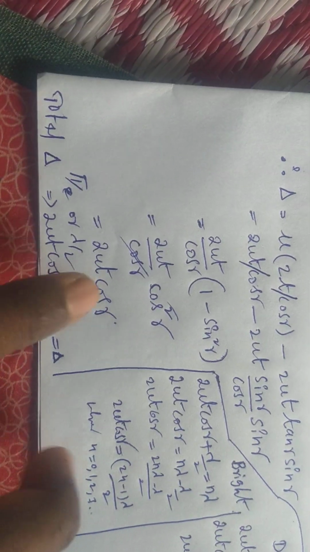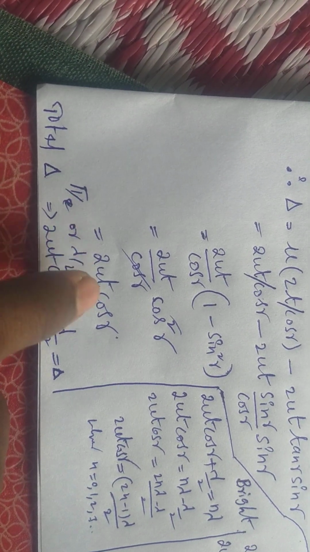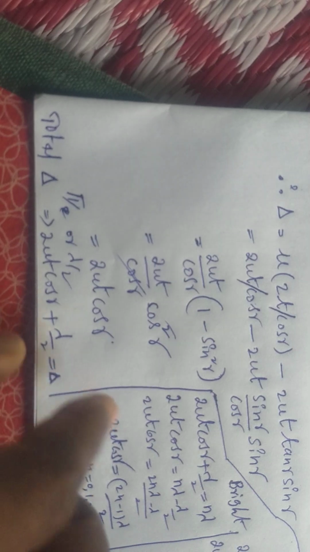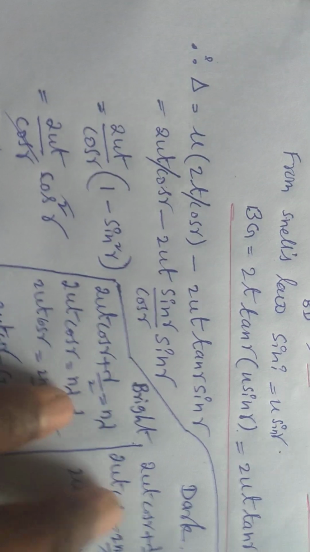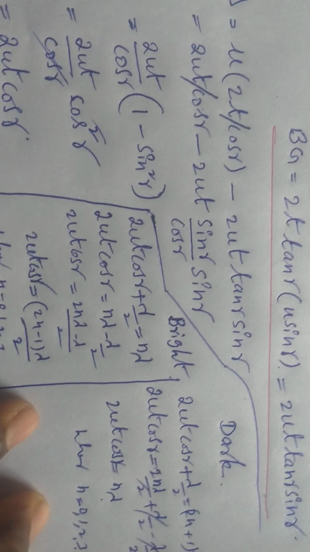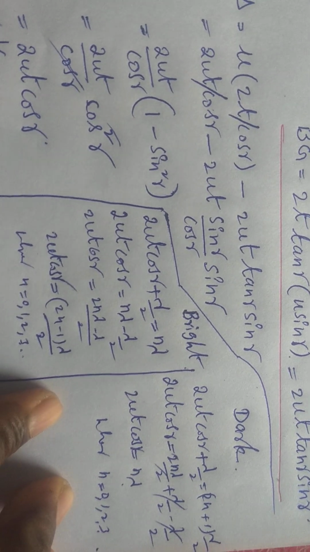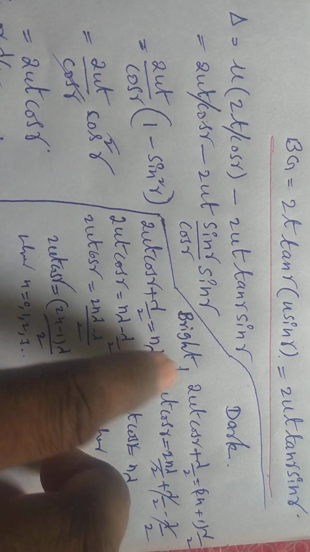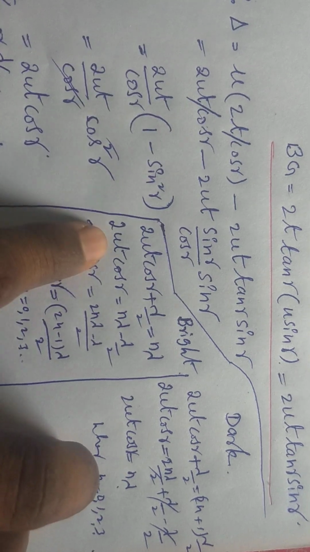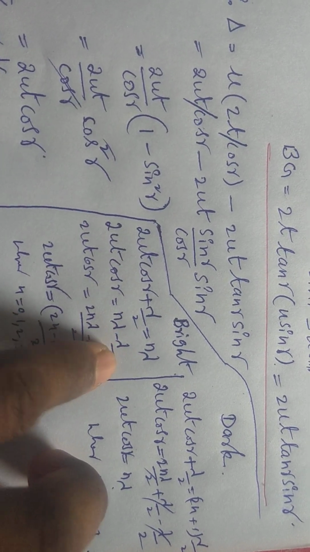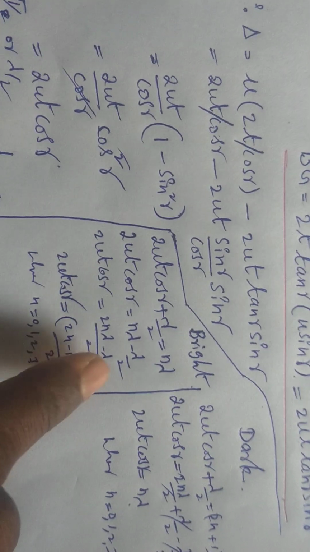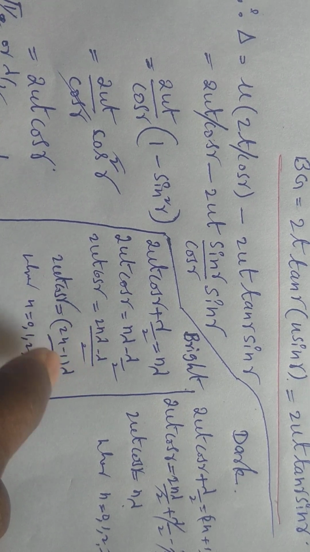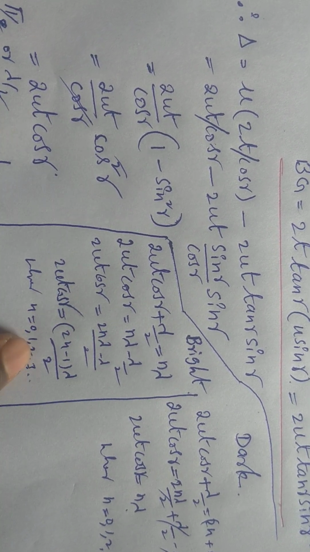Here phase change is included, that's why the phase change value of lambda by 2 is added. So 2 mu T cos R plus lambda by 2 is the total path difference in thin film. From this path difference equation we can determine the dark fringes or bright fringes. For the bright condition, the total path difference equals an integral multiple of the wavelength of light. So 2 mu T cos R equals n lambda minus lambda by 2, taking LCM 2, that is 2n minus 1 into lambda by 2, where n equals 0, 1, 2 and so on.